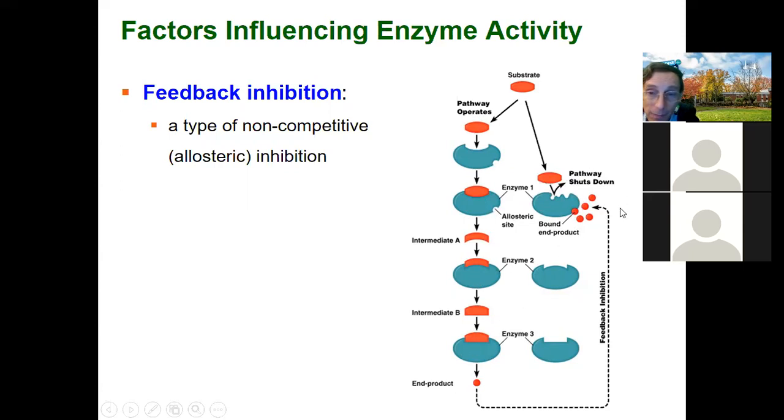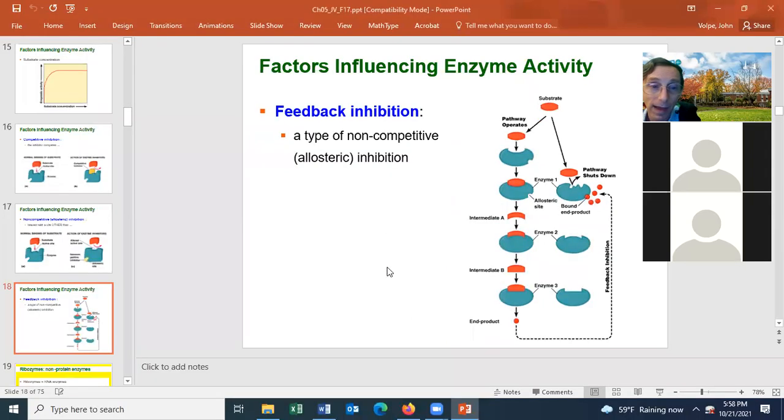But if there isn't enough end product in the cell, there won't be enough of it to bind to the enzyme. And then the enzymatic pathway will proceed until more of the end product gets made. So that's why cells frequently have a feedback inhibition loop like this in the cell, where the end product actually shuts down the first enzyme in the enzymatic reaction. Any question about any of that?